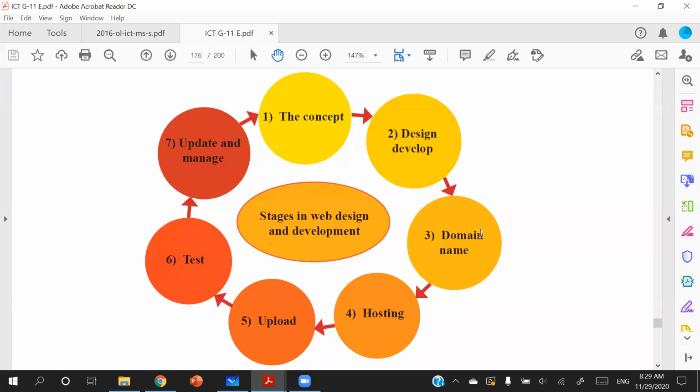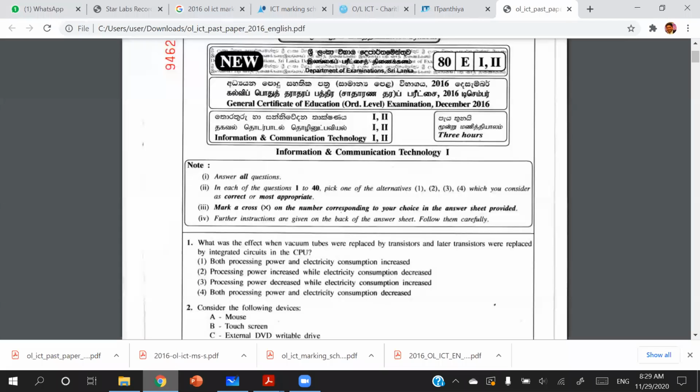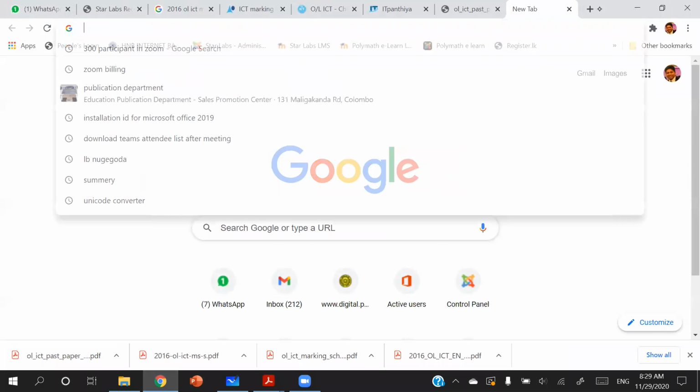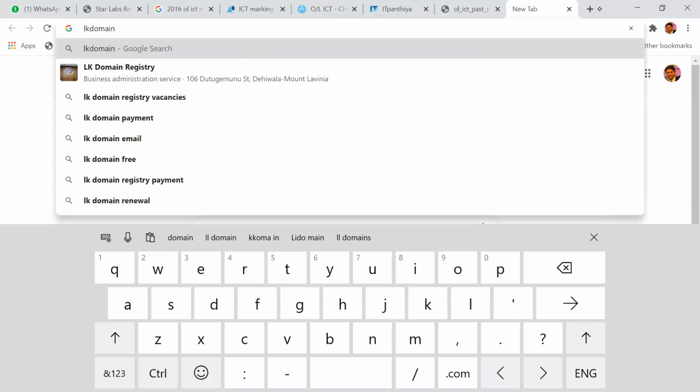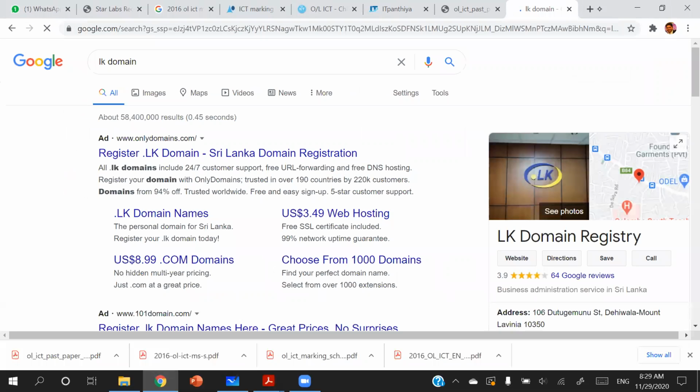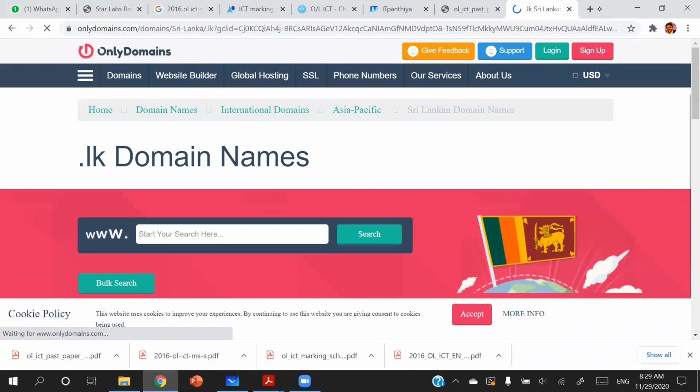That means www.something.com or .lk or something like this. You have to purchase that kind of domain. When you are purchasing domains, you can use websites like LK domain, right? There are some service providers who give you particular domains, so we can't create our own domain as we need, right?